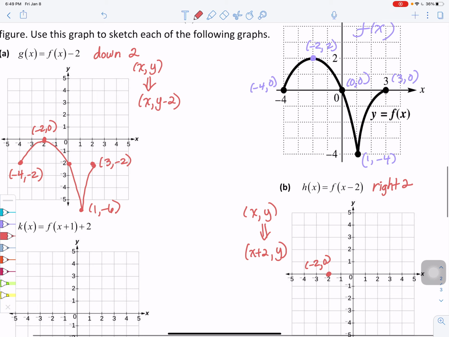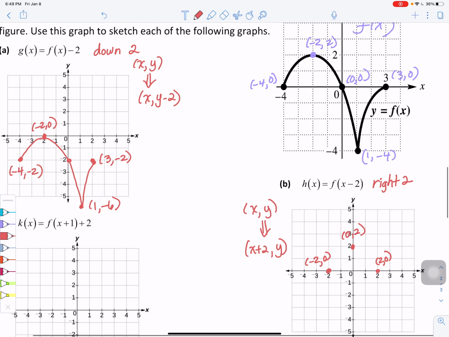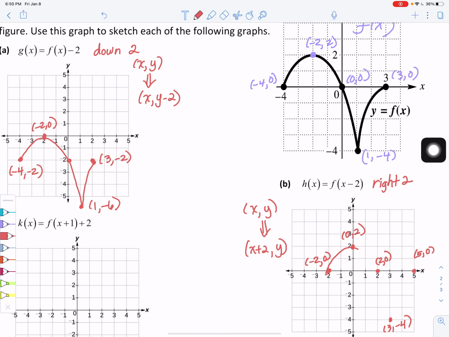And then we had negative 2, 2. So that will be 0, 2. And we're adding 2 to every x value. We'll now have 2, 0. And then 3, negative 4. Whoops. And then 5, 0. So now we'll take on that shape, and there we have it.